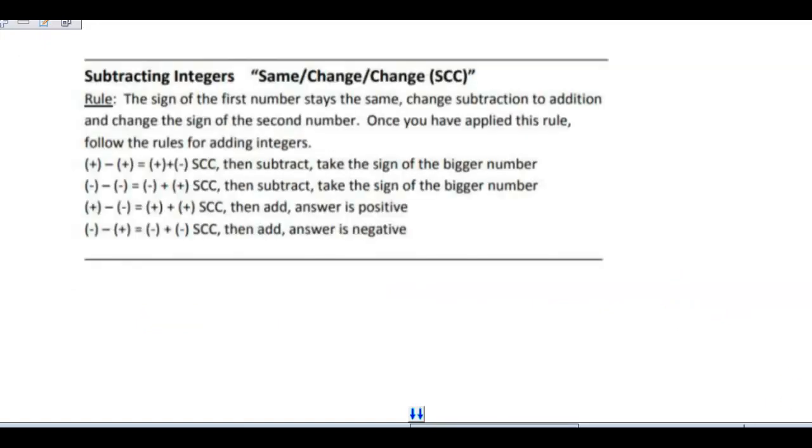When subtracting integers, we want to remember we're changing it to add the opposite. Change to add the opposite. And you've heard this as same change, change, keep change, change, things like that. The sign of the first number stays the same. We change the subtraction to addition, and then we change the sign of the second number.